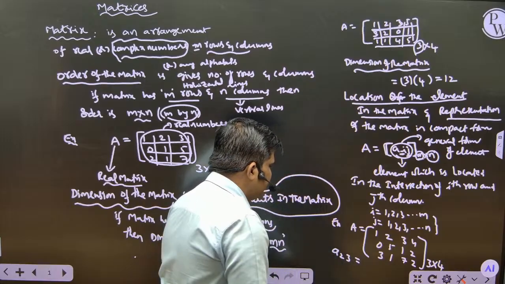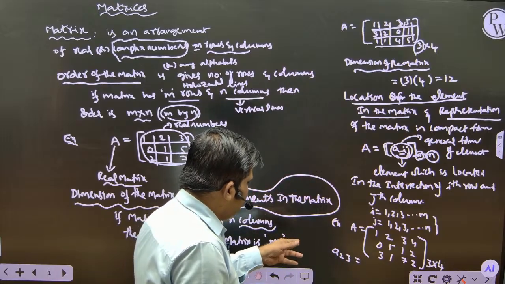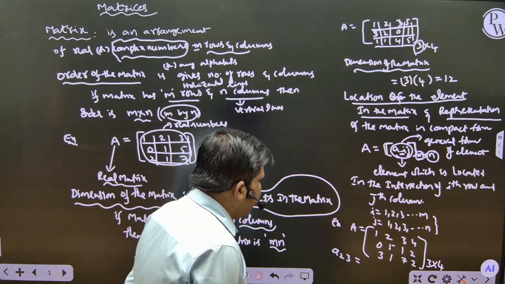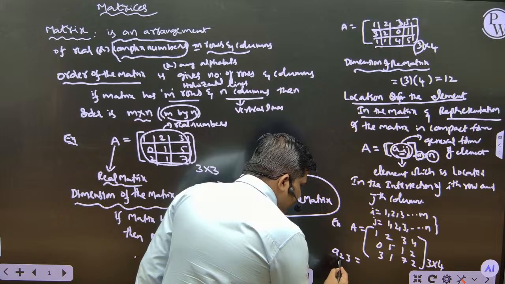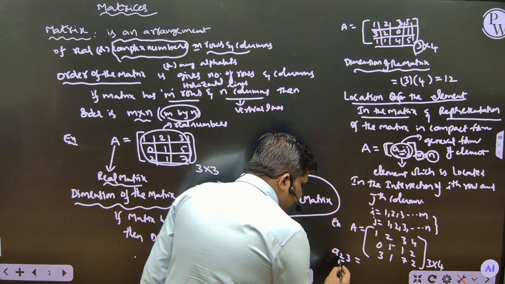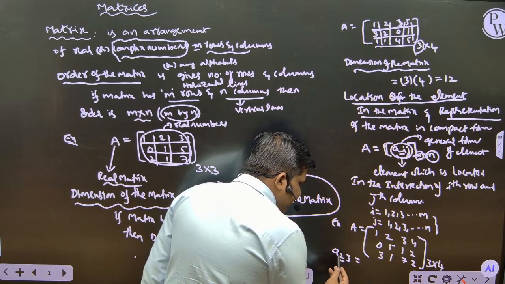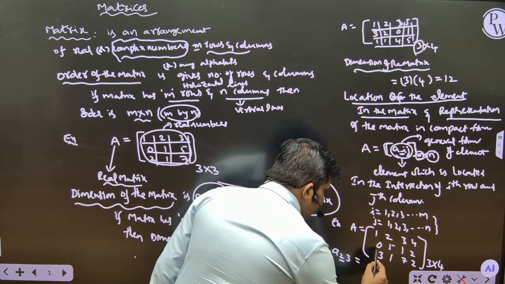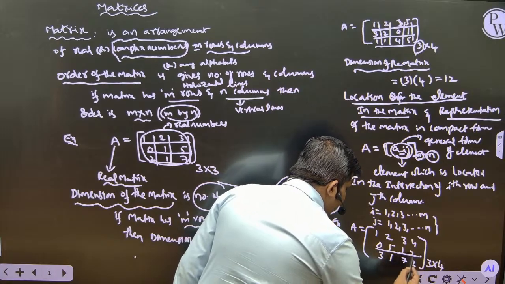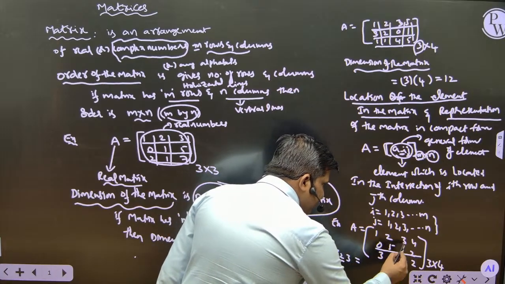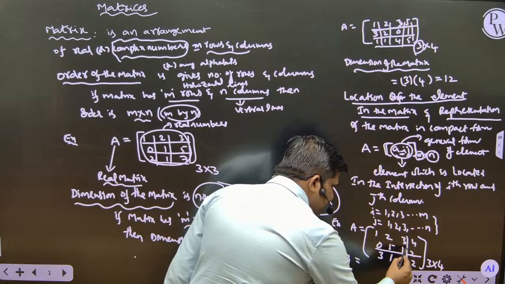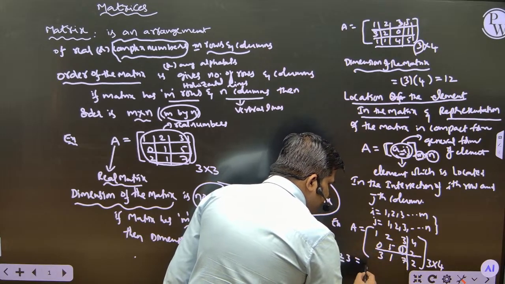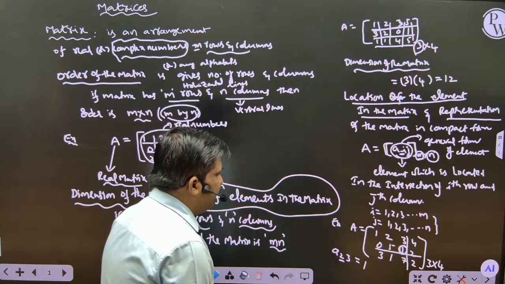If A23 is asked of you, what is the A23 element in this matrix? A23, where is it located? It is located at the intersection of the second row, this is the second row, and the third column, this is the third column. Second row and third column, where do they intersect? Here. That's why its value is 1.